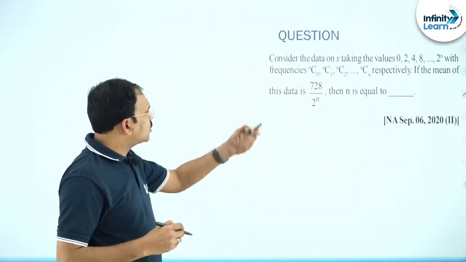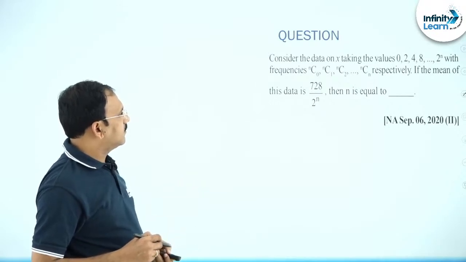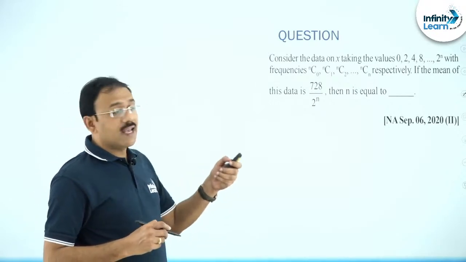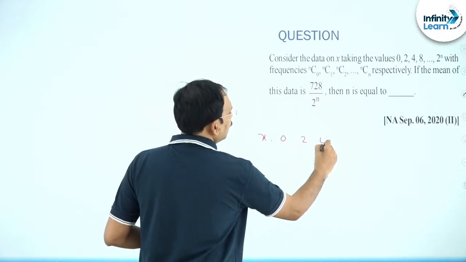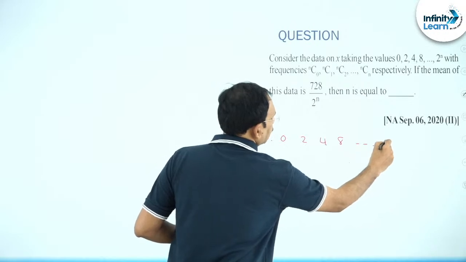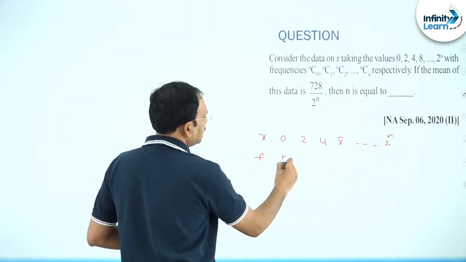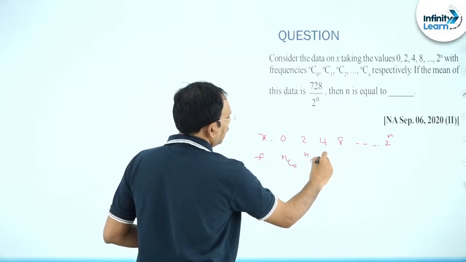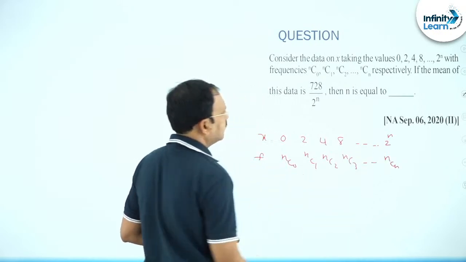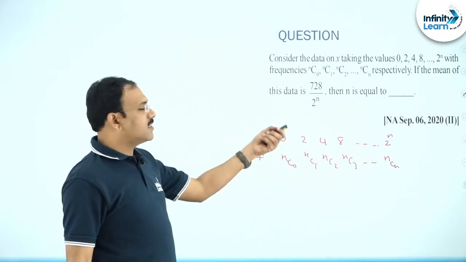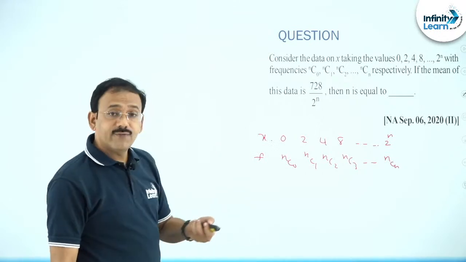Next, you see this question. Consider the data on x taking the values 0, 2, 4, 8 and so on to 2 power n. Their frequencies are nC0, nC1, nC2, nC3, up to nCn. The mean of this data is given as 728 by 2 power n, then find n.